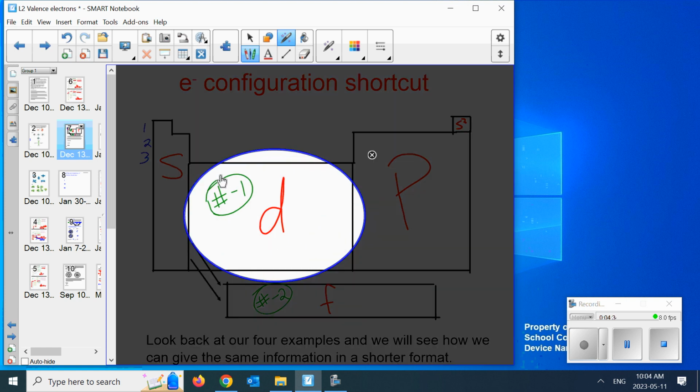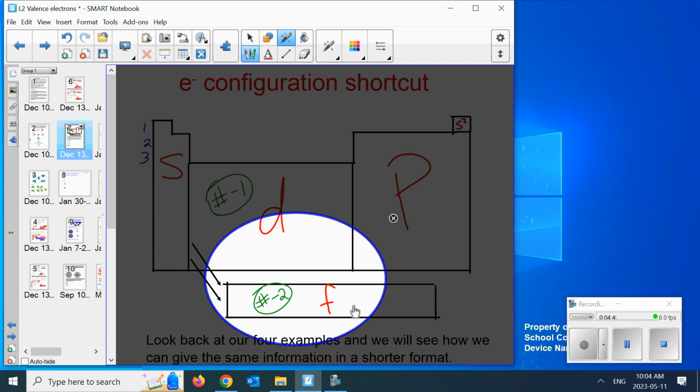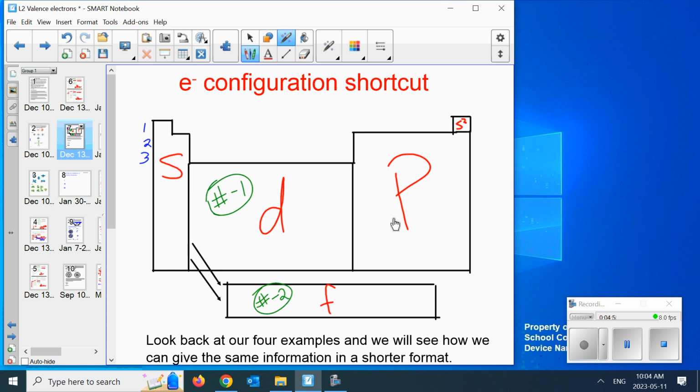Now I have a -1. Let's see why. I'm just going on the periodic table. Then this zone over here is the P zone, and then the F zone. Now on yours, I don't think there's a -1 and -2. Is that correct? Do I have -1 and -2? Number -1? Okay, put that down, and I'll explain what it means.